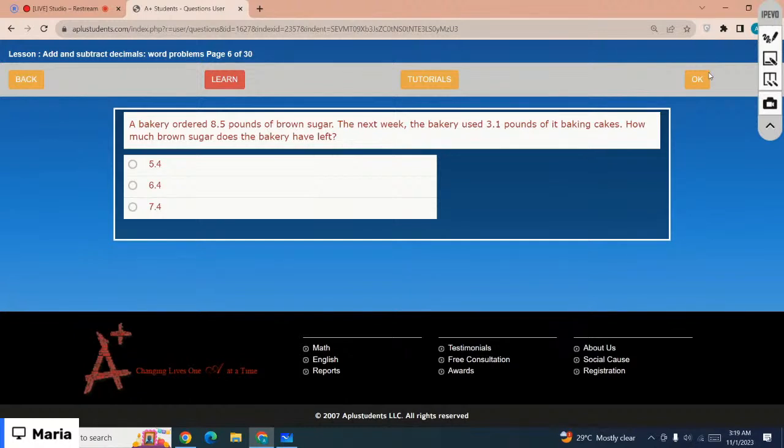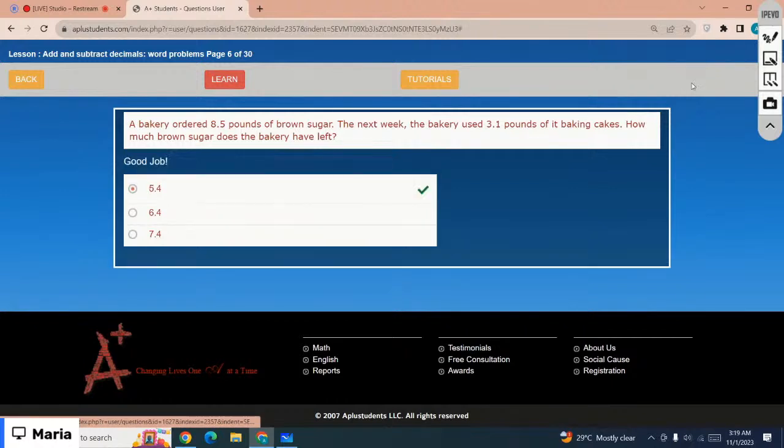The correct option is 5.4, right? When you subtract them, that means they have 5.4 pounds of the brown sugar left. Got it?